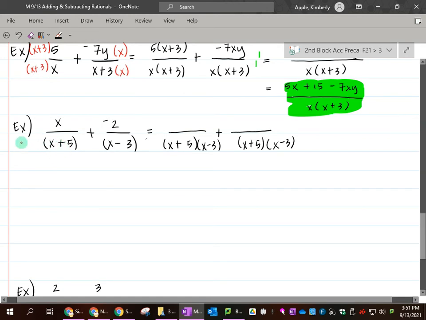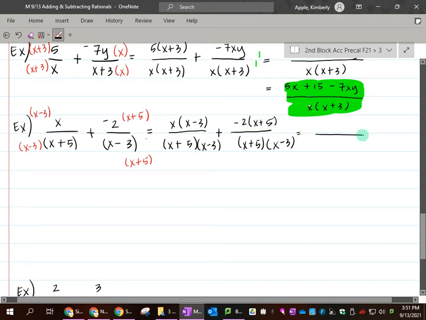So over here, I don't have an x minus 3. I do it to top and bottom. Over here, I don't have an x plus 5. So I just add it because algebra is amazing. Okay. So at this point, the denominators are the same like over here. So I'm just going to handle the numerators here. So that's x times x minus 3 and negative 2 times x plus 5.